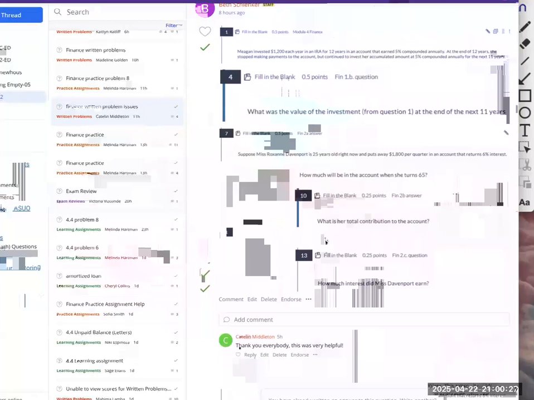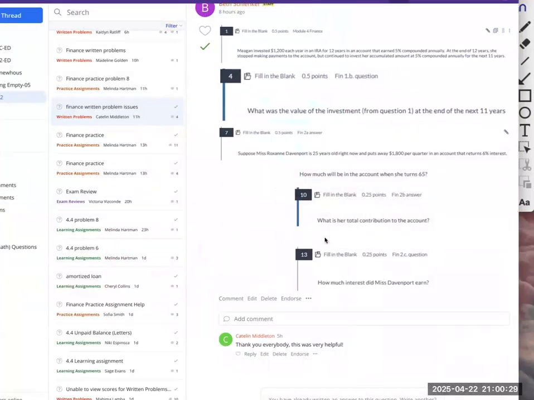The second one mostly, the one with the next 11 years. I don't really understand why we're using the equation we use for that one. That just doesn't make sense. What equation are we using for that one? The future value. Hold on, let me look at what I wrote down. One second.